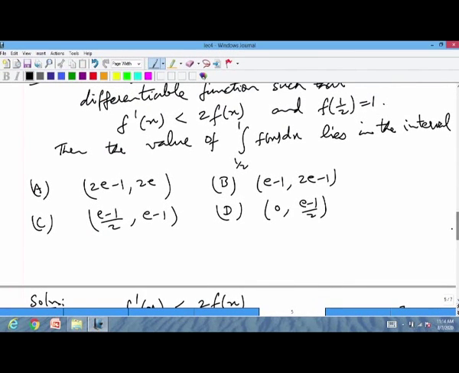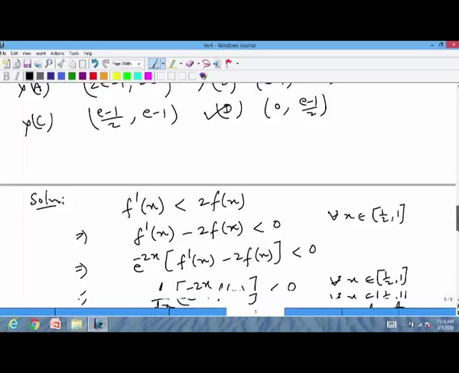So, this option D is correct, and all the other options you can see are wrong, because this integral is less than (e minus 1) by 2. So, option C is wrong. Similarly, option B is wrong and option A is wrong.